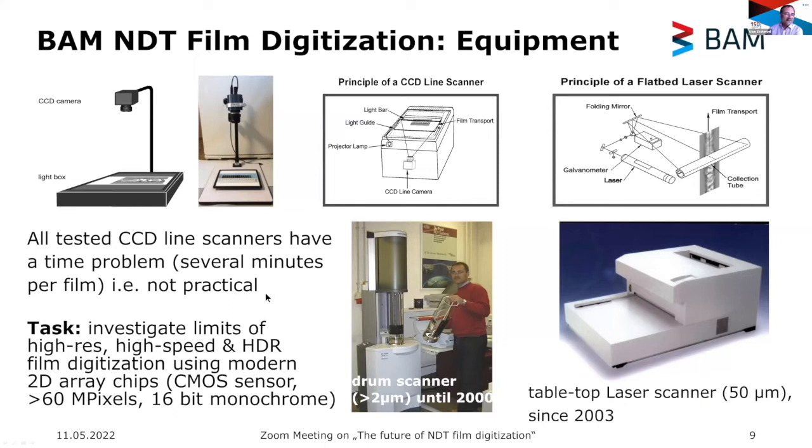So the task was, and this we investigated last year, to investigate the limits of high-res, high-speed, and HDR film digitization using modern 2D array chips. There's basically only one manufacturer, Sony, which is available to deliver such CMOS sensors, and Sony delivers this to Nikon and to Canon and to everybody. You can also purchase this in the normal standard market. They give you more than 60 megapixels and give a 16-bit monochrome output.